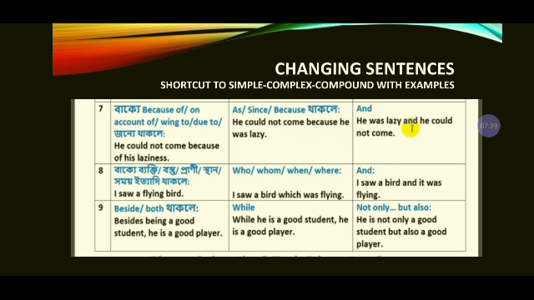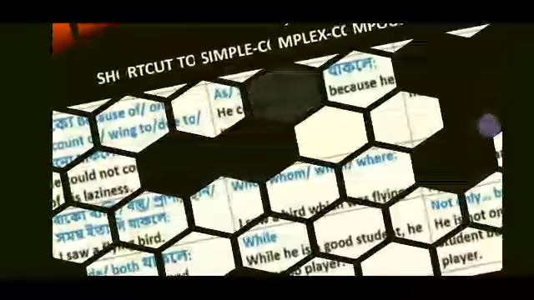So my dear learners, these are the 9 categories of shortcuts for simple, complex and compound sentences with examples. I hope you will practice at home and change the sentences as you need, as it is important for your changing sentence part in question number 6. So my dear learners, for class 11 and 12, these are the changing sentences for today.